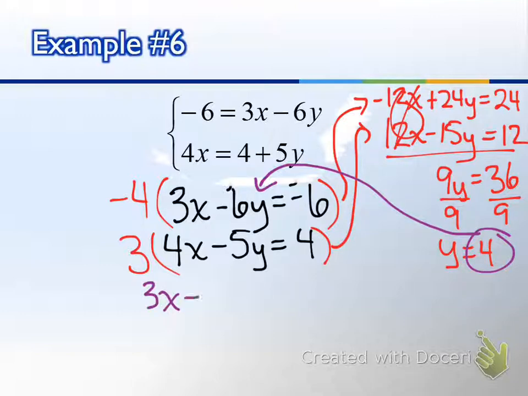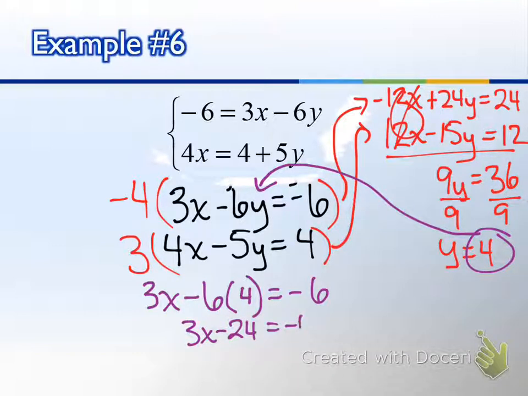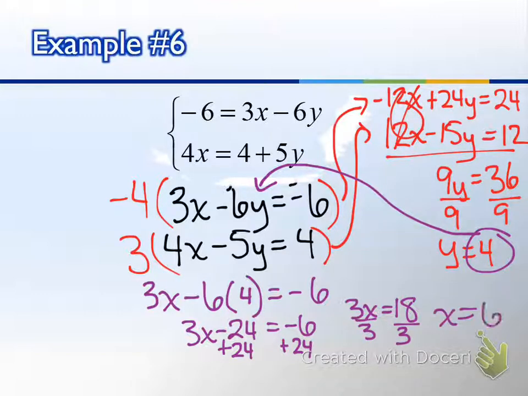So we have 3x minus 6 times 4 equals negative 6. Alright, 6 times 4, 24. So we have 3x minus 24 equals negative 6. To get x by itself, what should I do? Add 24. That gives me 3x equals 18. And then divide by 3 to get that x equals 6. And we write our final answer as an ordered pair, 6, 4.